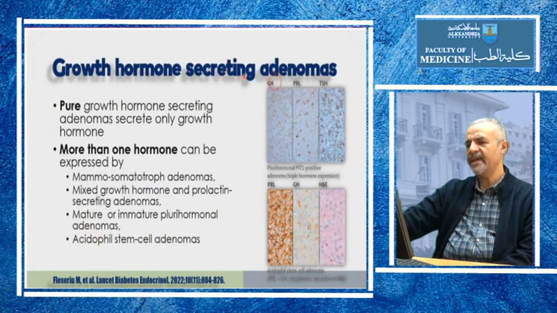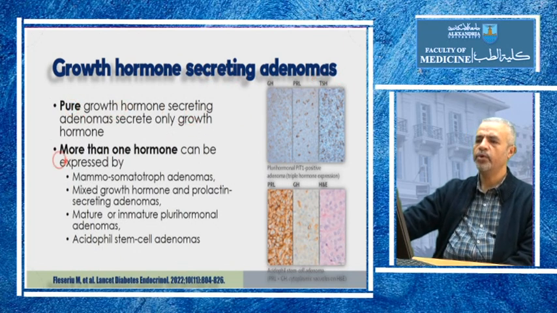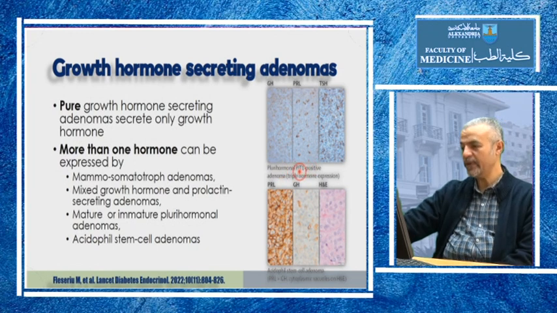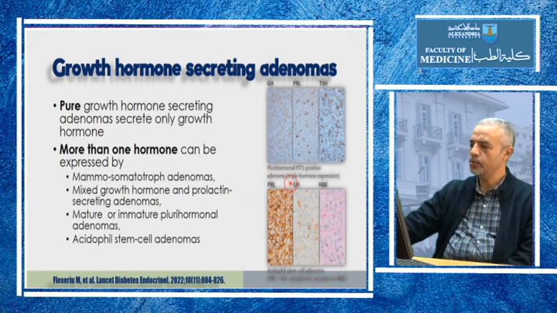Growth hormone secreting adenomas can be pure, which means only secreting growth hormone, or part of more than one hormone being secreted from the tumors, including mammosomatotrope adenoma, mixed growth hormone and prolactin secreting adenomas, mature or immature plurihormonal adenomas, or acidophil stem cell adenomas. You can see here a representative example of plurihormonal PIT1 expressing positive adenomas, or acidophil stem cell adenoma expressing prolactin and growth hormone.